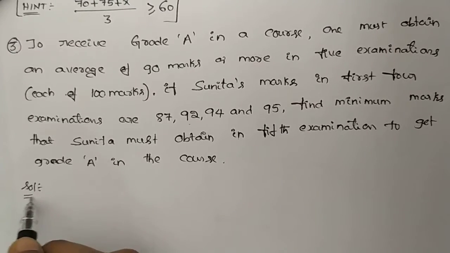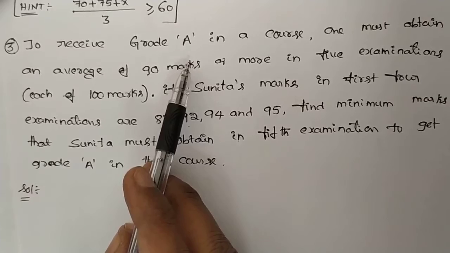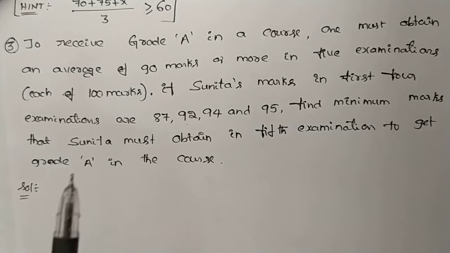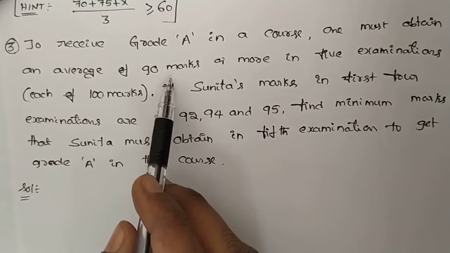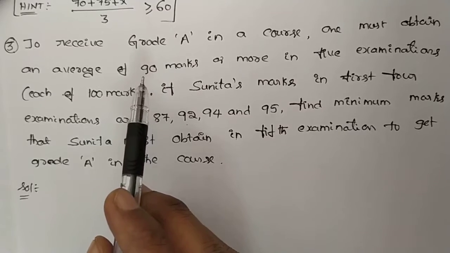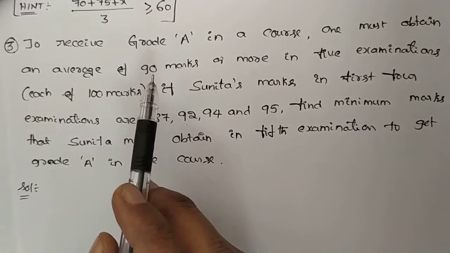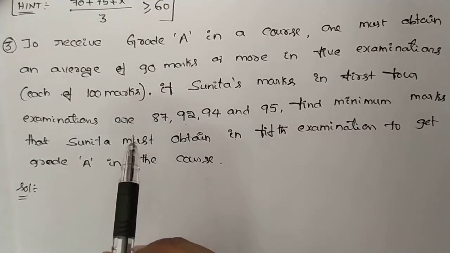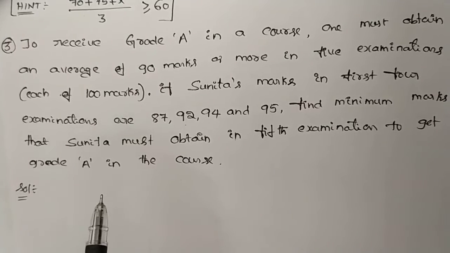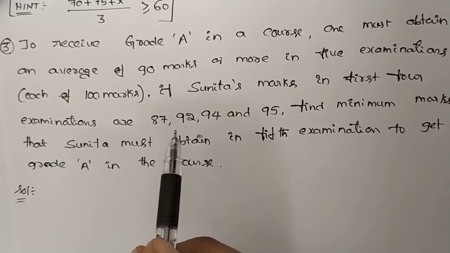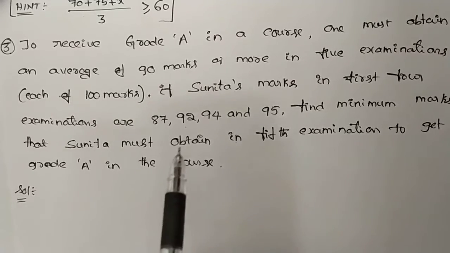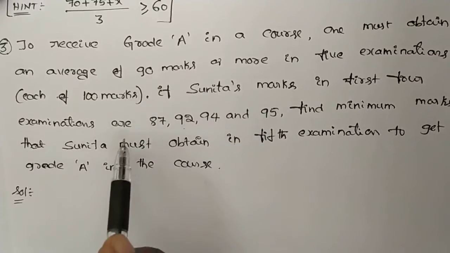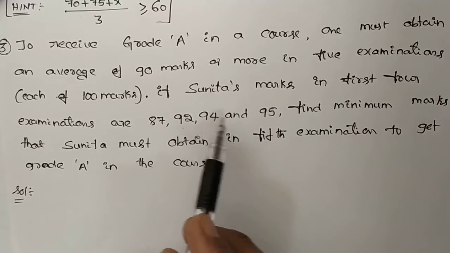Here it is given that to receive a grade A in a course, that student must obtain an average of 90 marks. If that student gets an average of 90 marks, more than 90 or equal to 90, then only that student will get grade A in that particular course. Here the student's name is Sunita. Sunita's marks in first 4 examinations are 87, 92, 94 and 95.